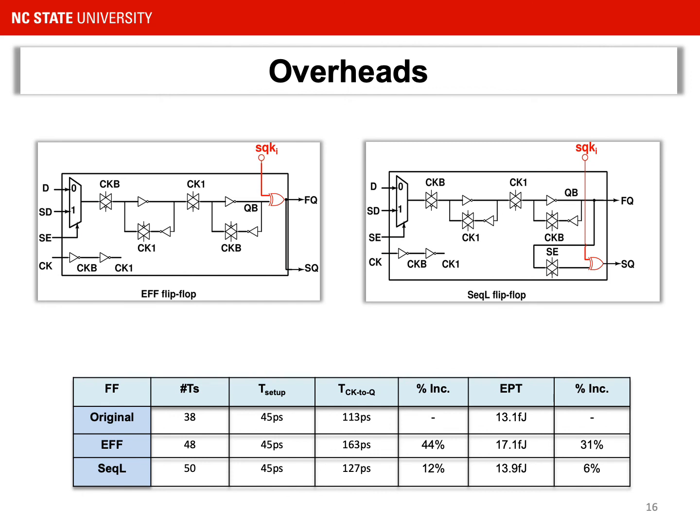When it comes to energy per toggle in the functional mode of operation, because SeqL adds the key gate not on the functional path, and also the toggle is gated off due to the transmission gate, it is more energy efficient as compared to EFF, making it clearly superior to EFF both in terms of timing and power, but for the point that it has 2 extra transistors, making it a little less area efficient as compared to EFF.